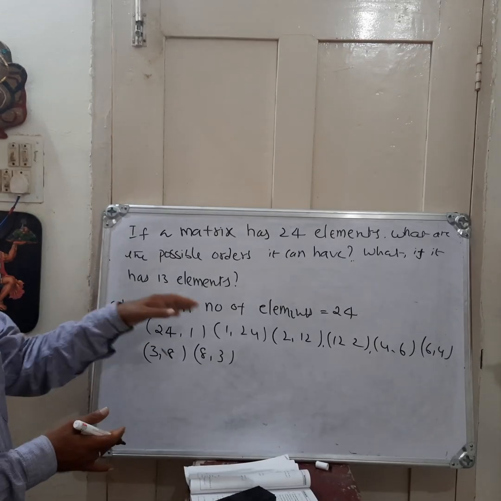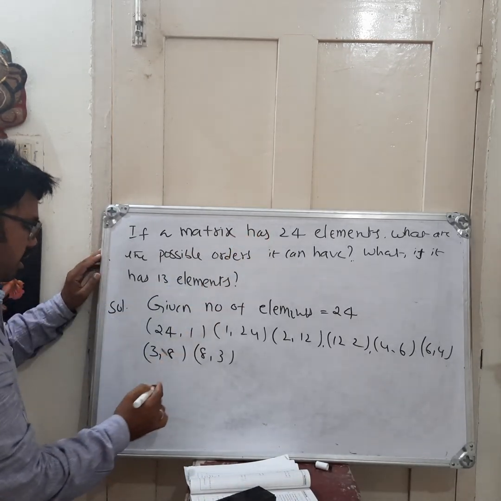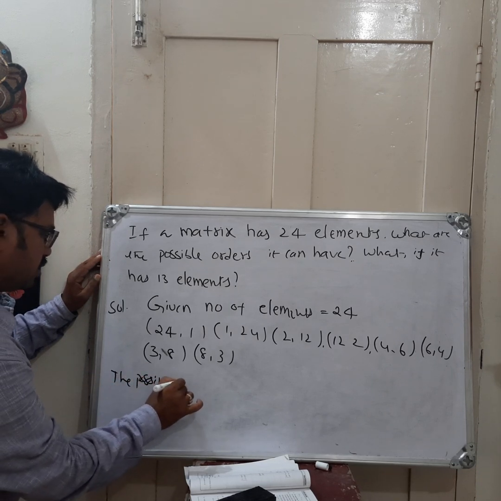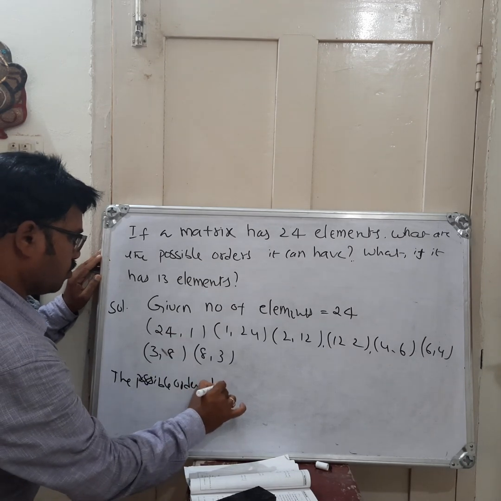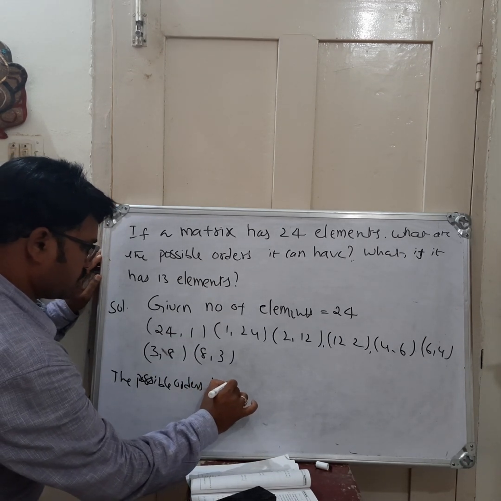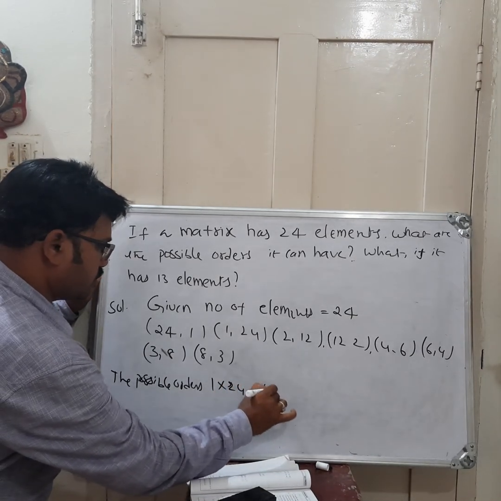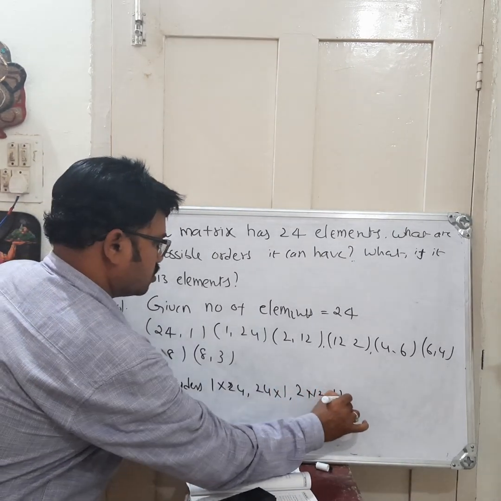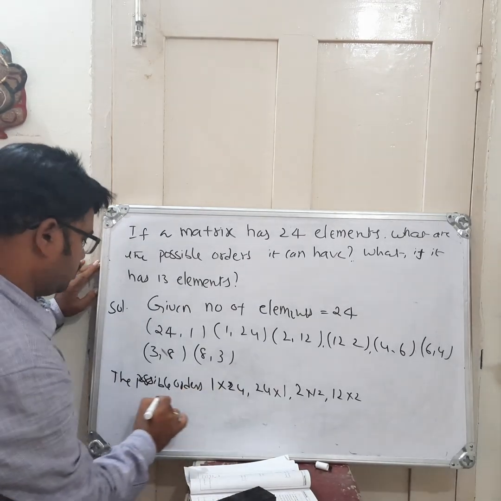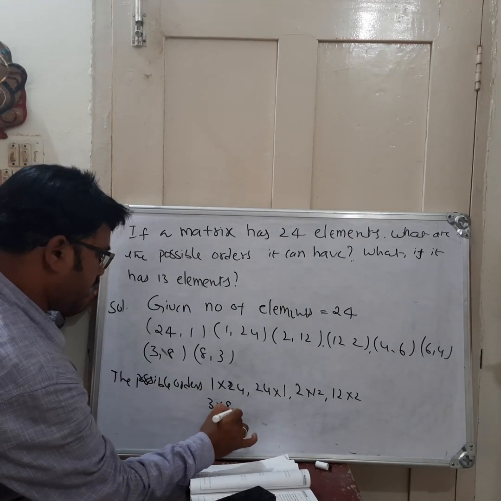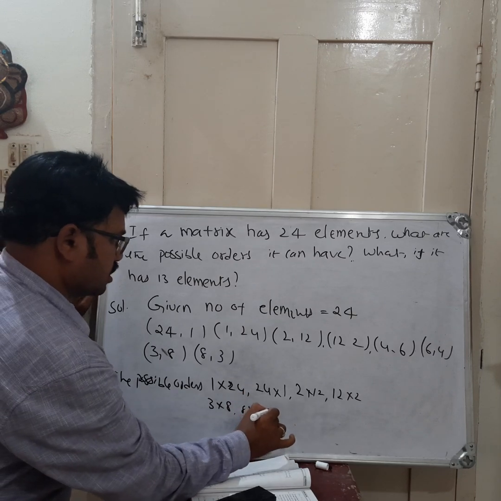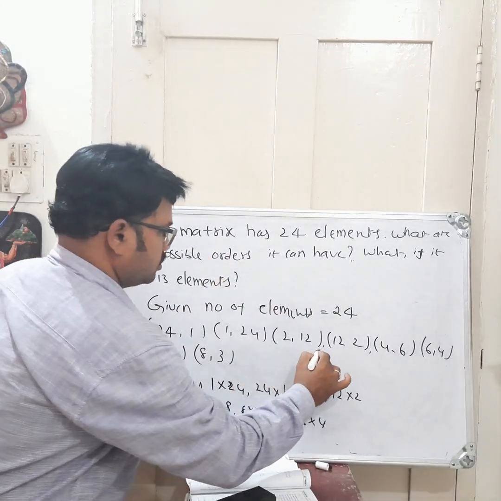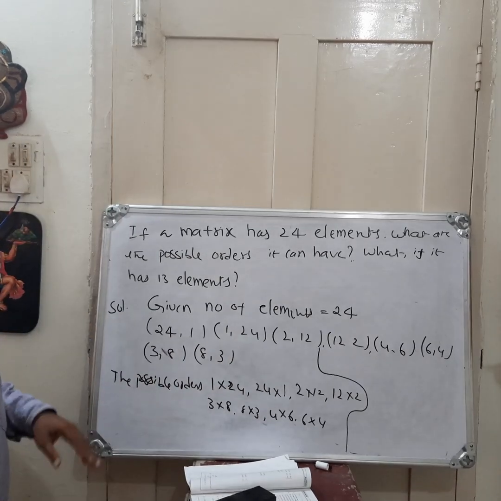We can arrange these factors to find the possible orders for 24 elements: 1 by 24, next 24 by 1, next 2 by 12, 12 by 2, and 3 by 8, 8 by 3, 4 by 6 and 6 by 4. These are the possible orders for 24 elements.